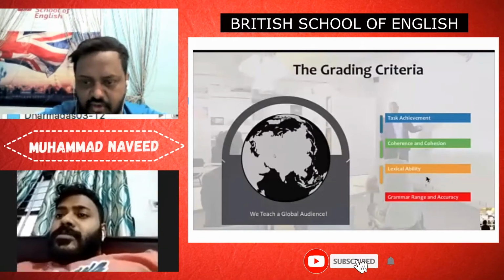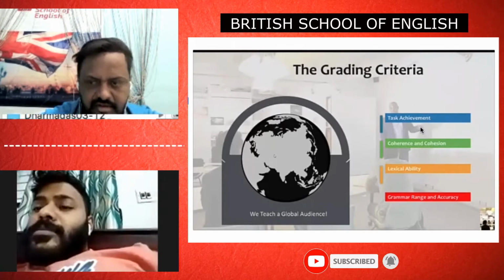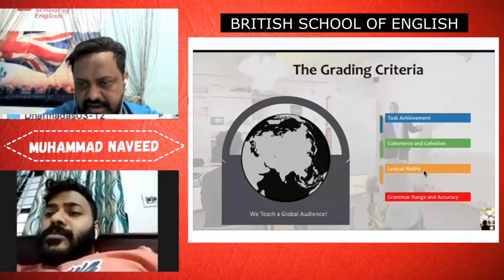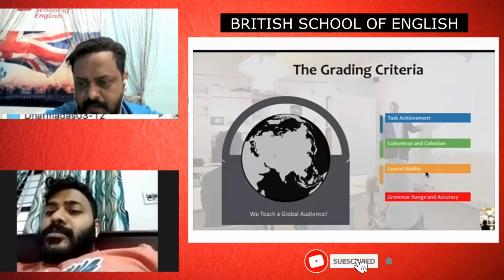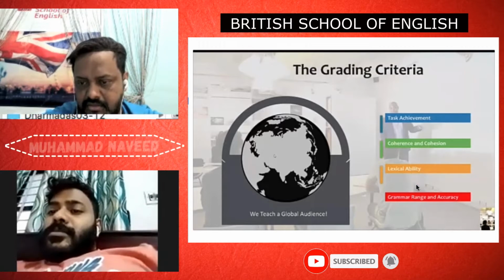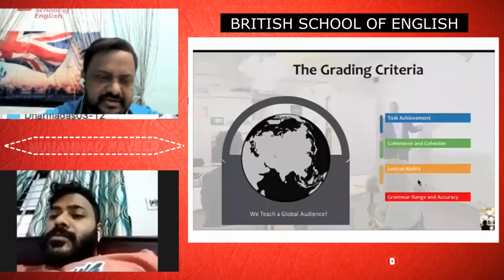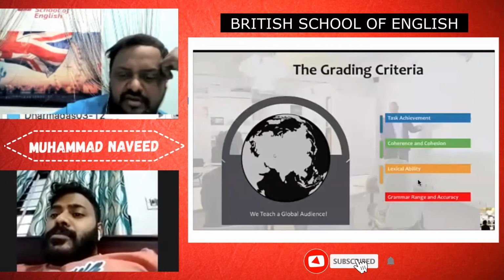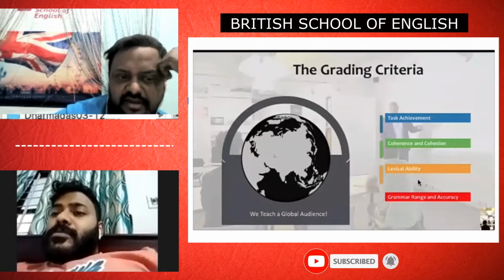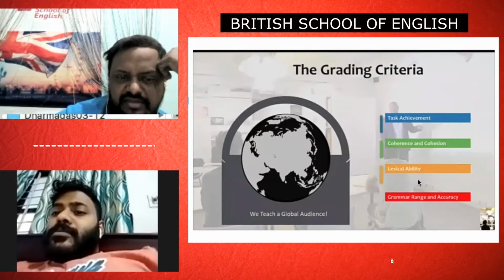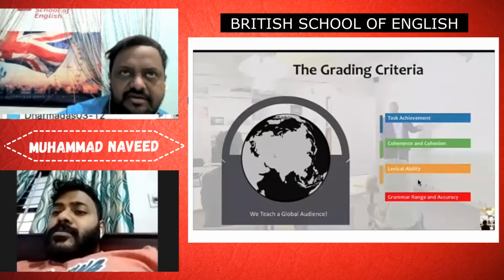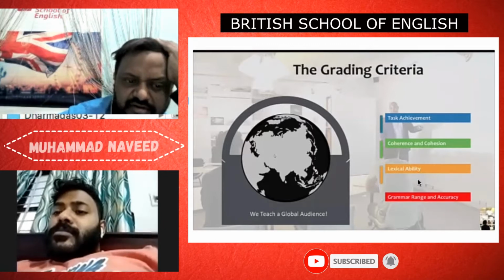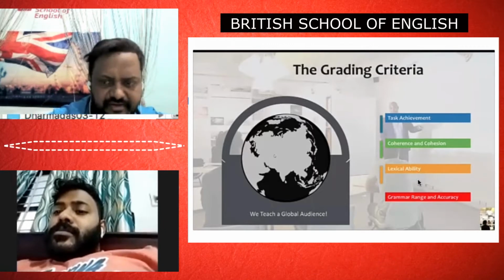Rubric criteria. As I told you, task achievement and coherence and cohesion, then lexical ability, grammar, range and accuracy. So obviously these are the things. Task achievement, you know that task, obviously how much you have conveyed the message. Task 1 and task 2 mean you have to make sure that you have achieved that. Even task 1, 150 words, make sure that you have completed that. You haven't written 140 or 130 or 135.